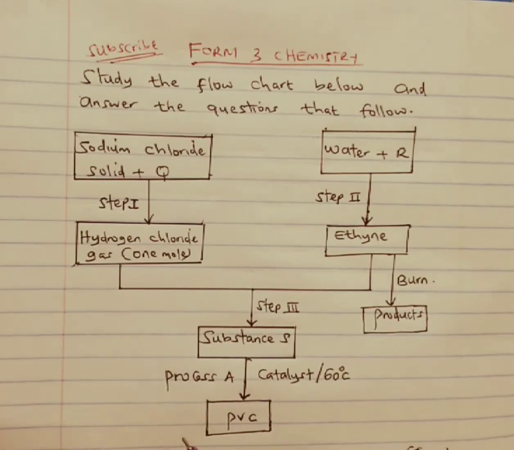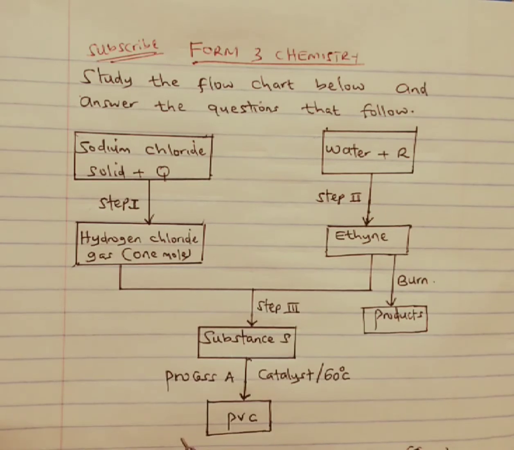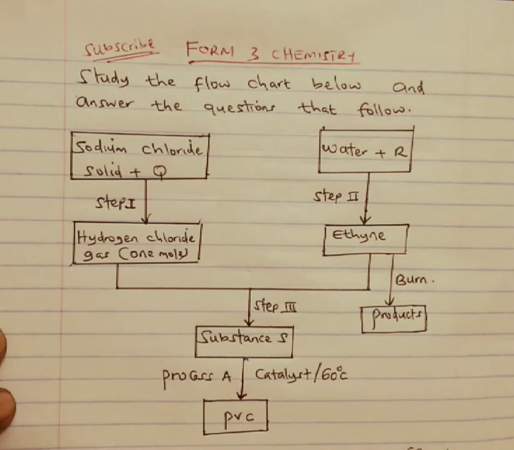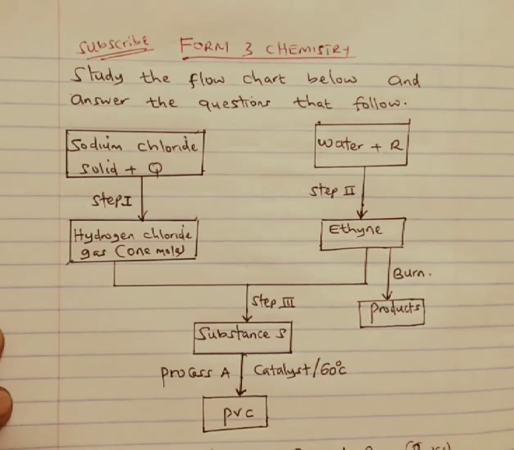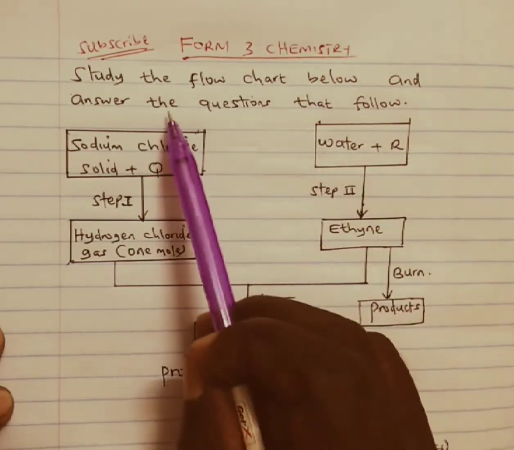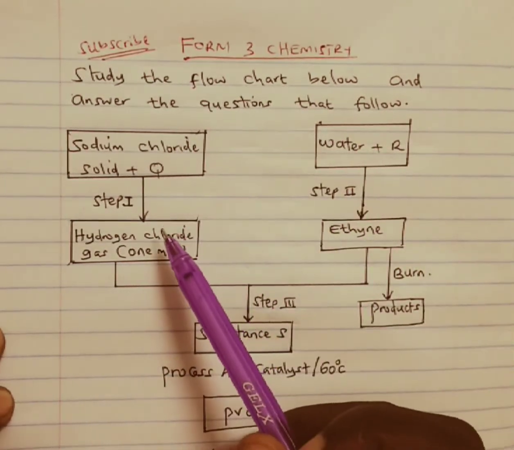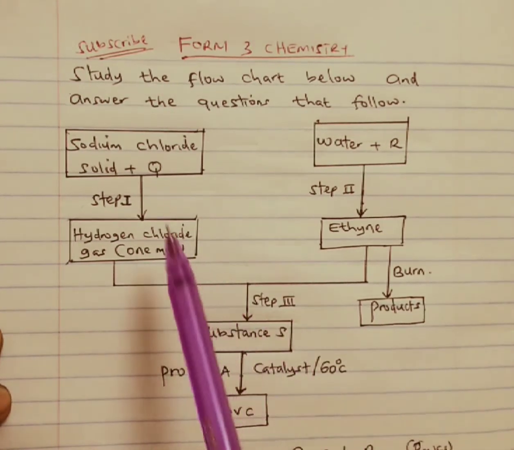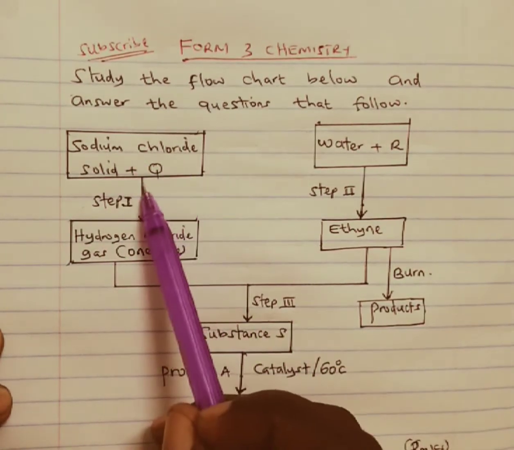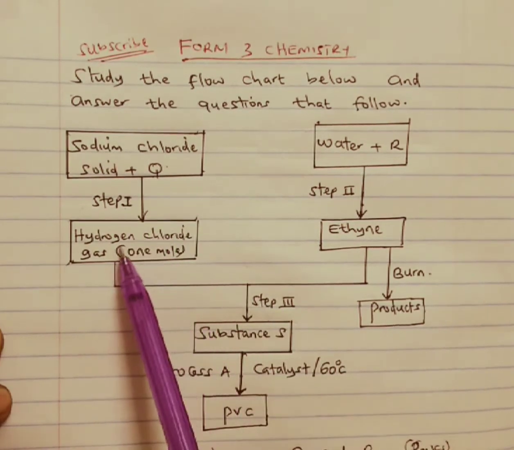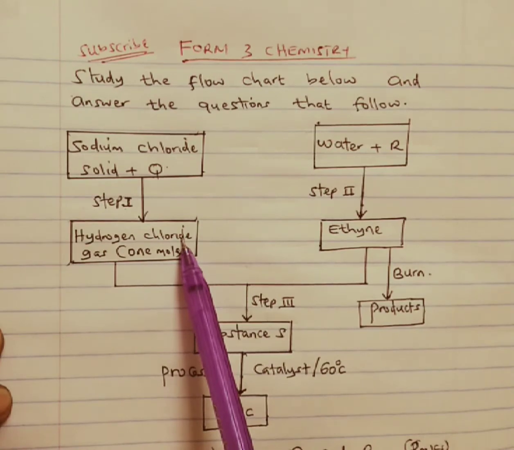Welcome to today's lesson. Today we are again looking at a flowchart in chemistry under organic compounds. And the question we have reads, study the flowchart below and answer the questions that follow. The flowchart begins from 2 points. That is where we have sodium chloride and Q reacting in step 1 to produce hydrogen chloride gas.